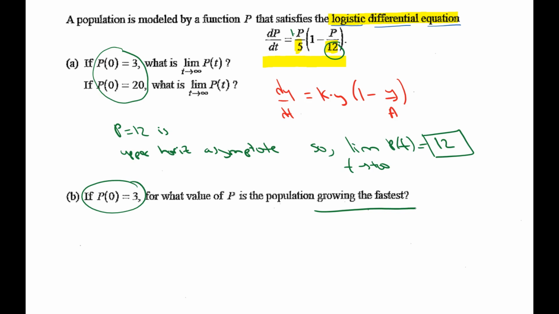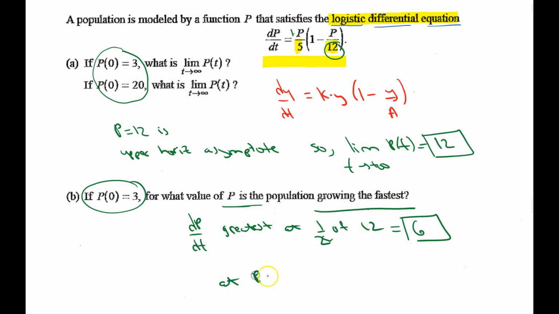You know that the slope of the tangent line, dP/dt, is going to be greatest at half of that value, at 1/2 of 12, right? So at 1/2 of 12, you know that it's going to be growing the fastest. If P of 0 is different, for what value of P is the population growing the fastest? They're only asking for the y coordinate of the point, so at P equals 6, dP/dt is max.